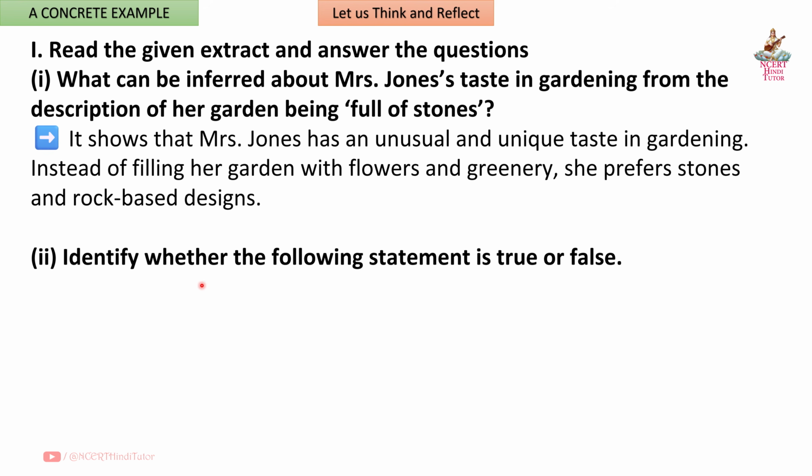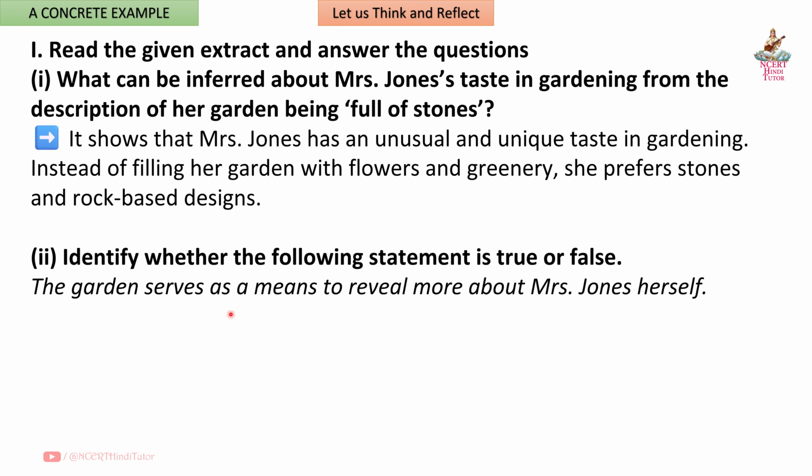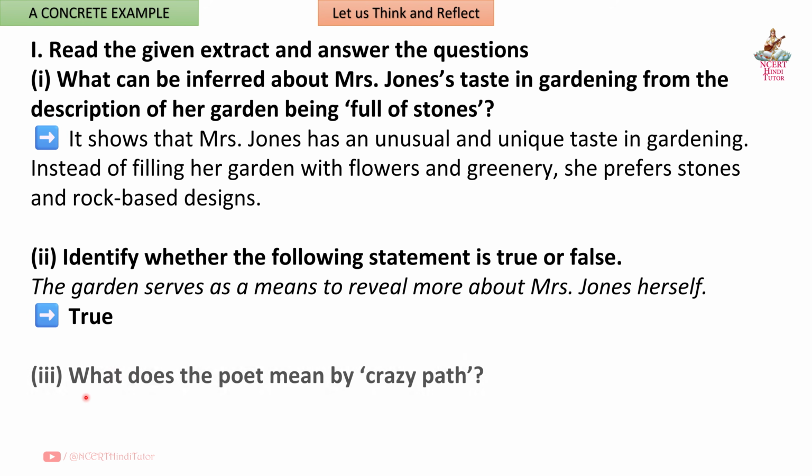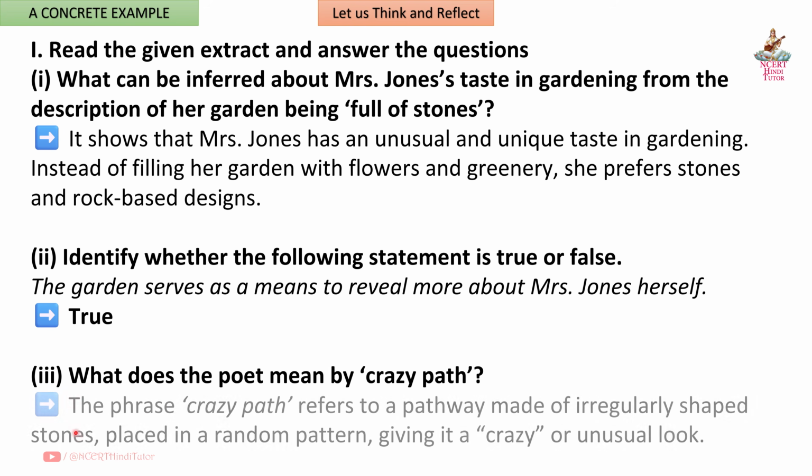Second, identify whether the following statement is true or false. The garden serves as a means to reveal more about Mrs. Jones herself. So friends, this is true. Third, what does the poet mean by crazy path? Answer: the phrase crazy path refers to a pathway made of irregularly shaped stones placed in a random pattern, giving it a crazy or unusual look.